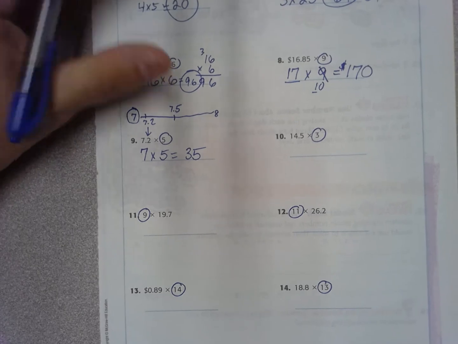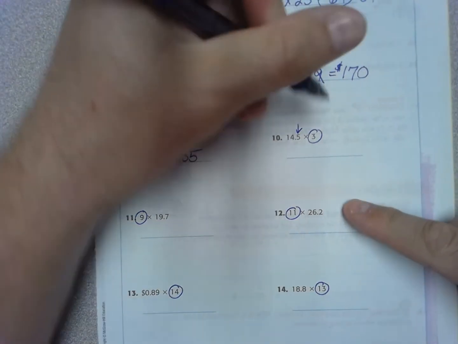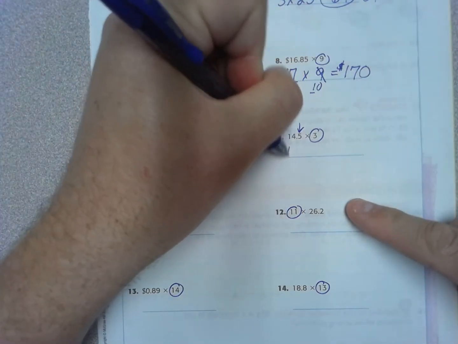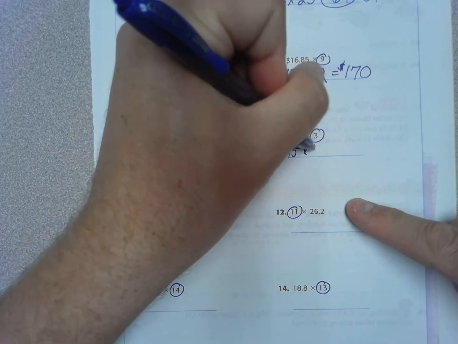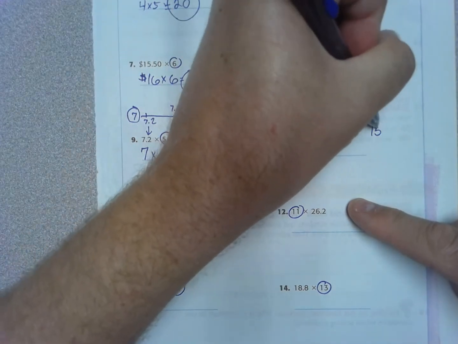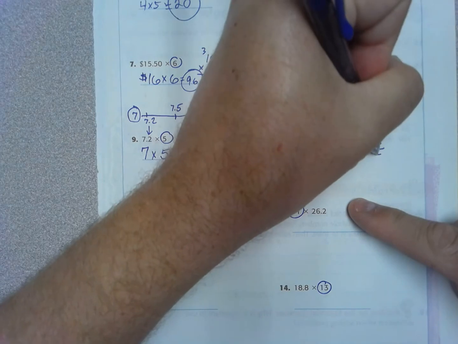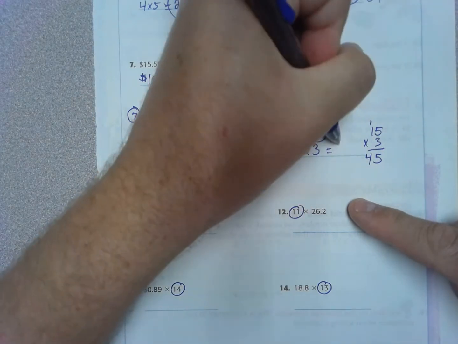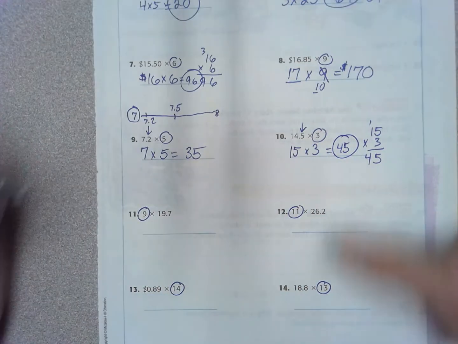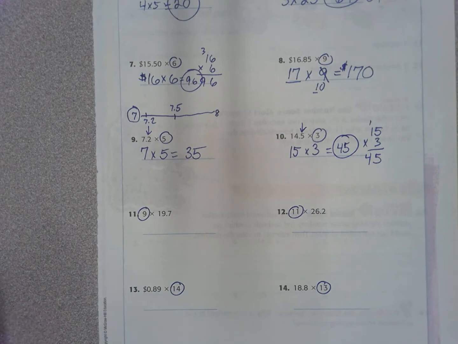Alright, so then we have 14.5. Again, this 5 right here means that's 5 or more, so we're going to raise that to a 15. 15 times 3. Well, if you don't know that, you can do it over here. That's 15, but the one up there is 4, so 45 is their estimate right there. Again, just because we're estimating doesn't mean we have to do it mentally.